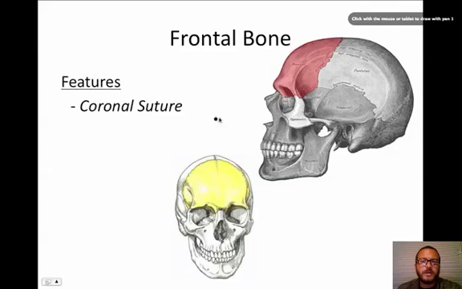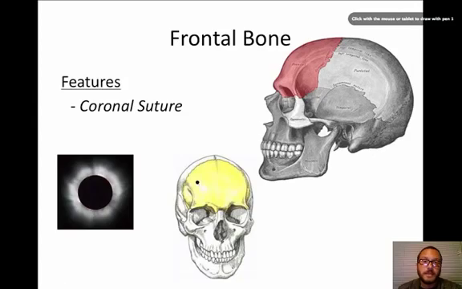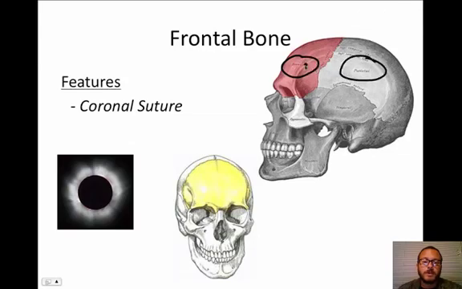First feature that we need to notice is the coronal suture. Do you see this zigzaggy line right along the top of the skull? When you think of corona, I'm hoping you think of, that's right, an eclipse and the corona going around the sun. It's like a crown going on the top. So we have the coronal suture that connects the frontal bone to the parietal bone, which is the bone right behind it.